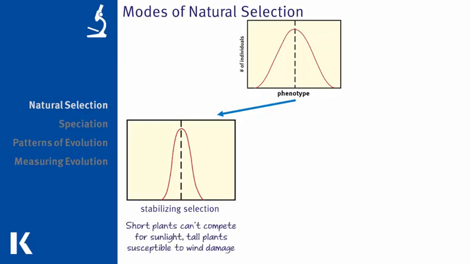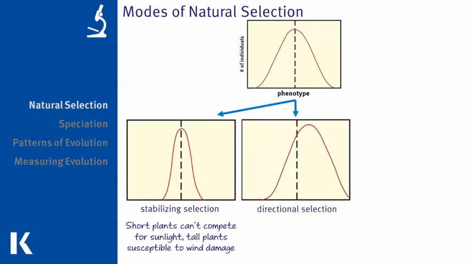For example, think about the height of plants. Shorter plants will be in the shadows and will not get sufficient sunlight, but taller plants are more susceptible to wind damage, which could cause them to fall over and uproot. Stabilizing selection ensures that plants stay within a middle range for height, and the extremes of short and tall are eliminated because they are unfavorable in that environment.